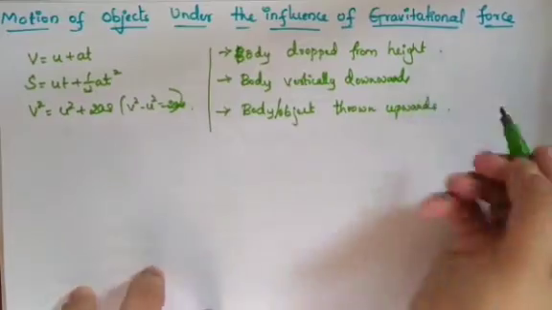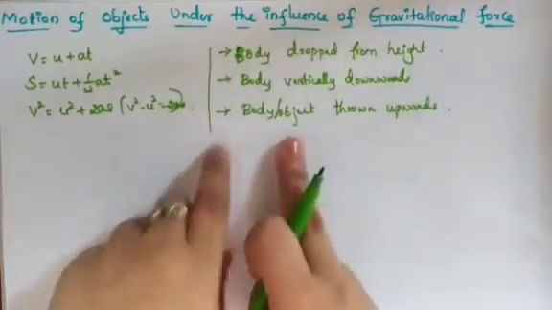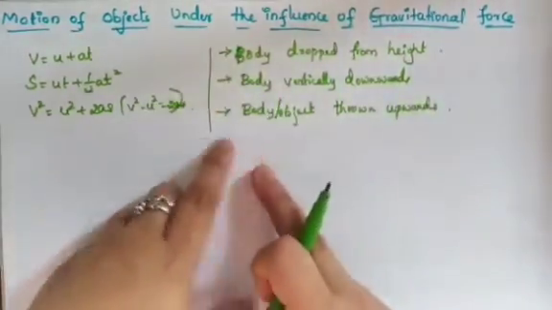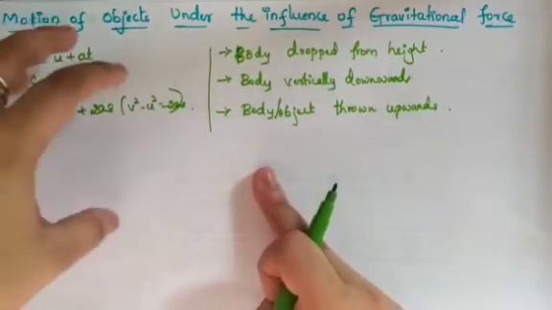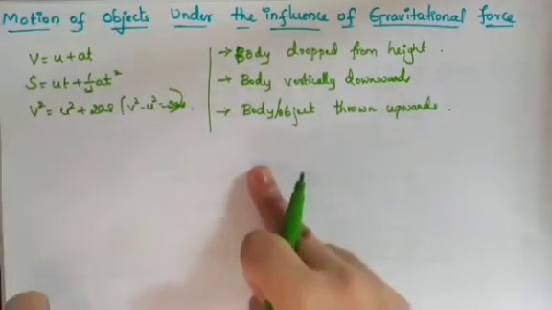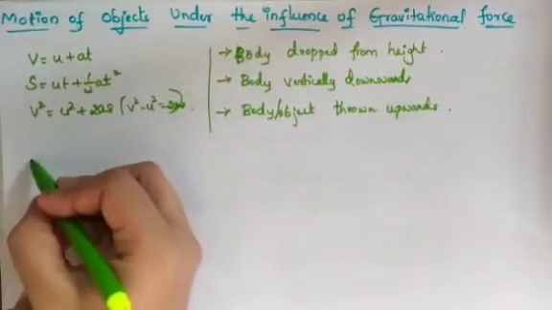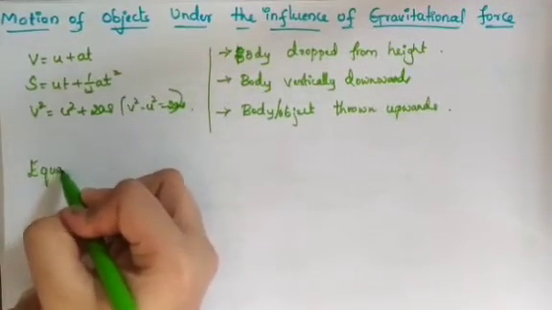Now, under these three conditions, what will the equations of motion become? What will the g value, acceleration due to gravity, become? So, let me make a table for this. First, I will consider the equations of motion in one table.